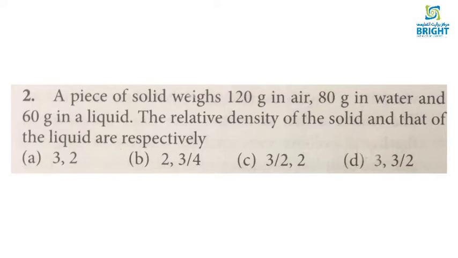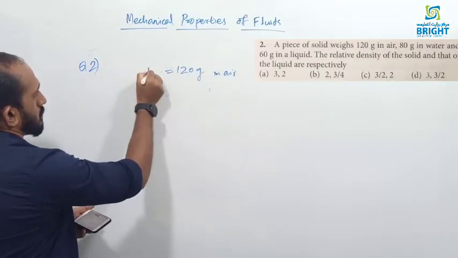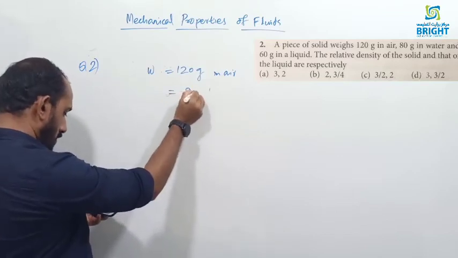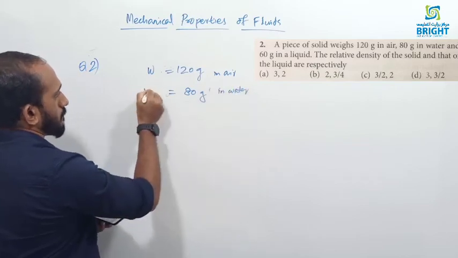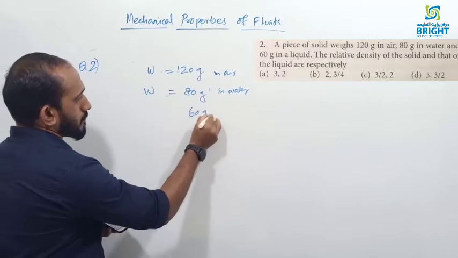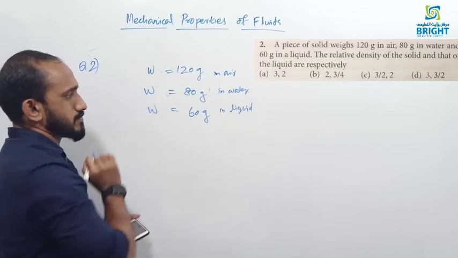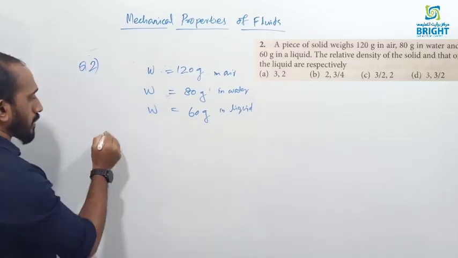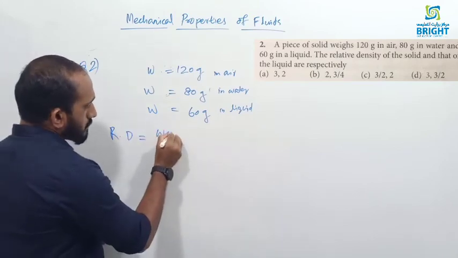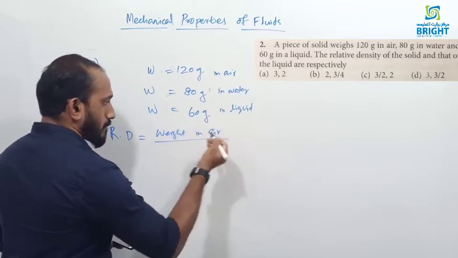But another question is like this: a piece of solid weighs 120 gram in air, 80 gram in water, and 60 gram in liquid. The relative density of the solid and that of the liquid are, respectively, that is the question. So it is given here the mass of the piece of solid is 120 gram in air, in water it is 80 gram, and in another liquid it is 60 gram. So here you have to find the relative density. The expression for relative density you can write this way also: weight of solid in air divided by the apparent weight.